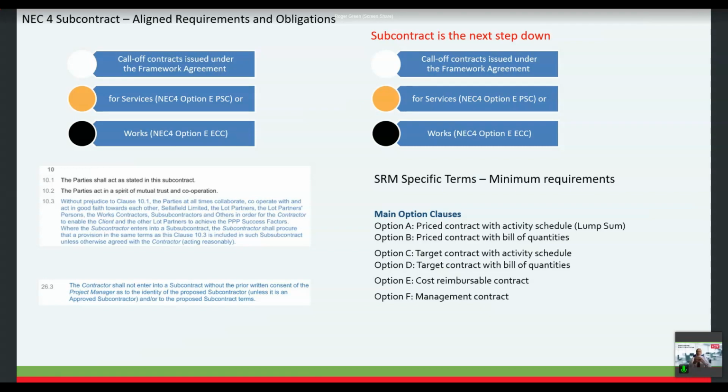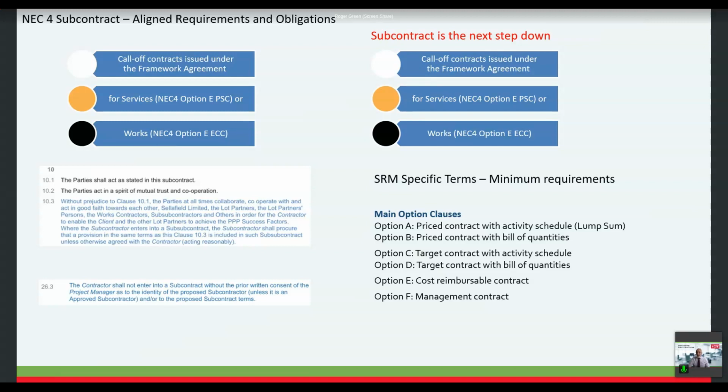So what they're looking at there is not just the single layer between the client and the PPP, but they're looking at the PPP down to the KDP, and the KDP down to the supply chain, and the supply chain down to their supply chain. So effectively, you've got a giant web of delivery partners delivering this entire contract.